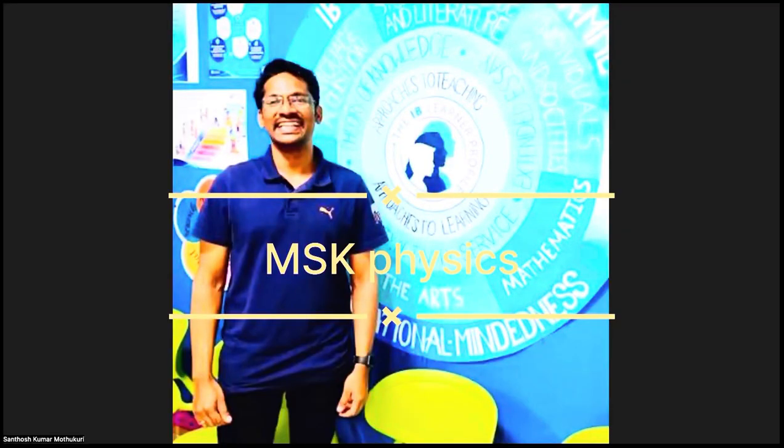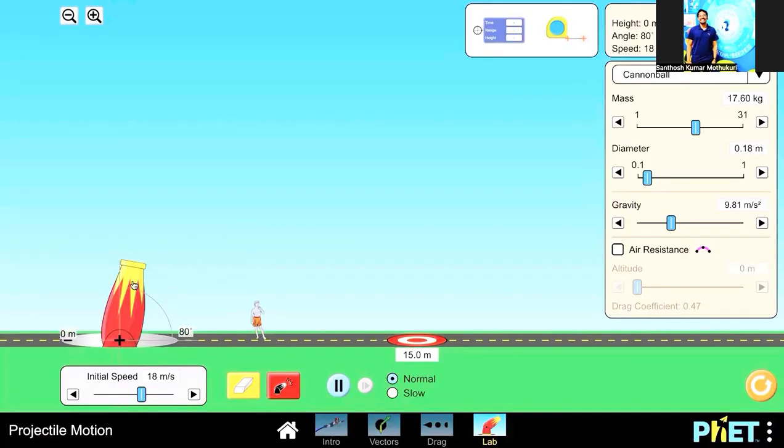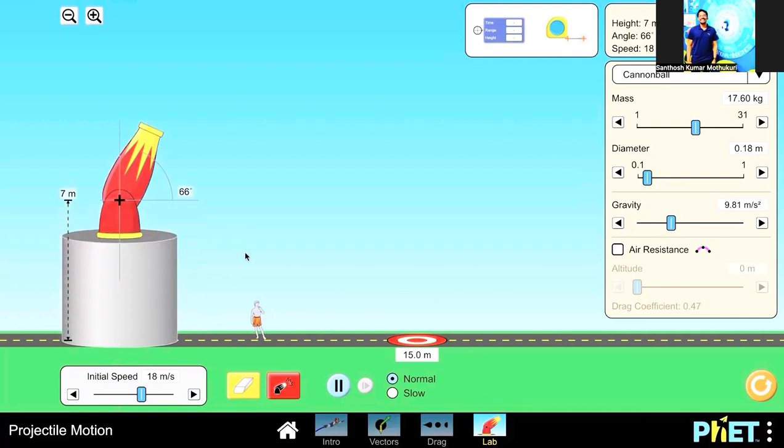Hello everyone. In this video, we shall see the projectile motion from an elevated platform, right? I'm opening the PhET simulation in which you can see the projectile at a particular angle. I'm trying to raise this to a height now. We can actually lift it up to a raised platform. Let me take it to the height of 7 meters and let me make it 60 degrees of projectile.